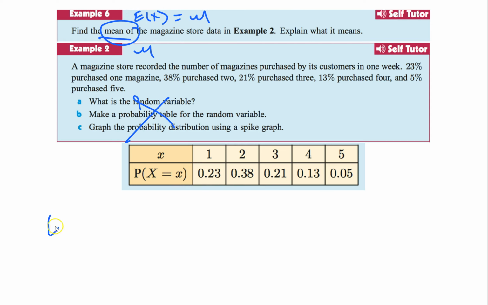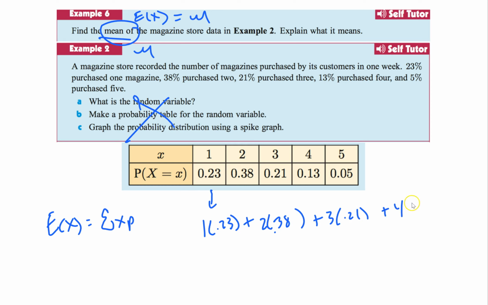All I'm going to do is the formula. Expected value. Now this one has a table, so I'm going to use the other formula. Equals sum of x times p. So I'm going to multiply my x's and my p's. So right here, 1 times 0.23 plus, because of sum, 2 times 0.38 plus 3 times 0.21 plus 4 times 0.13 plus 5 times 0.05. If you add those all up, you're going to get 2.39.